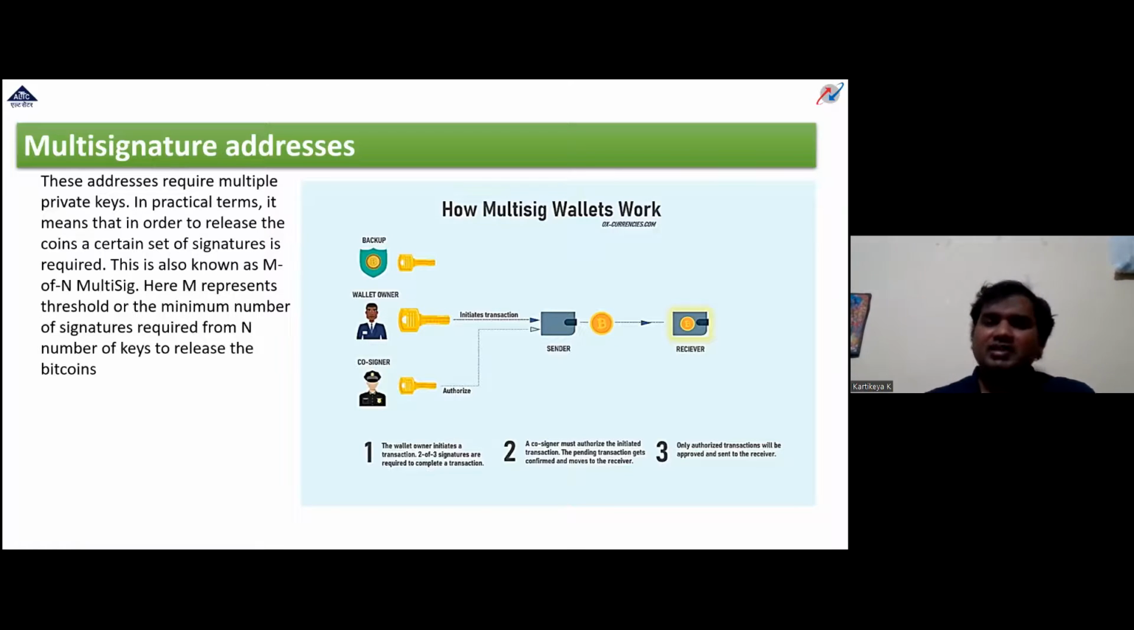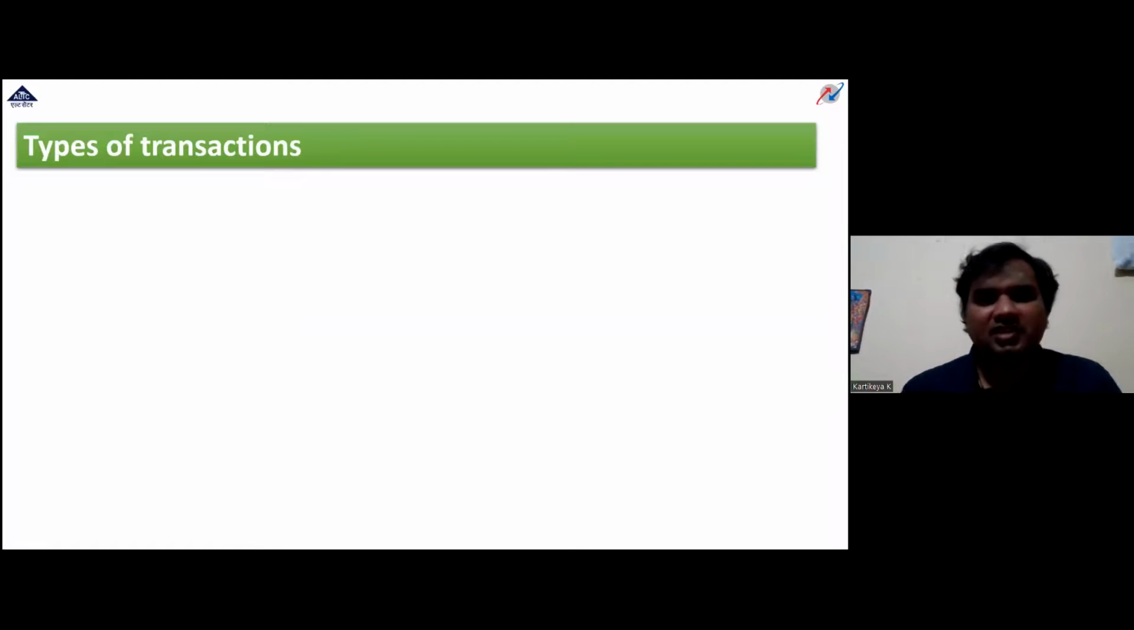The main difference is that in the earlier cases, to generate one Bitcoin address, we use only one private key. But when it comes to multi-signature addresses, with M of N multi-signature, we need to provide a minimum of M private keys. We can provide N private keys also, but to generate one single Bitcoin address, we need to give a minimum of M private keys. In this example of two of three signatures, we need to give at least two private keys to generate one address.